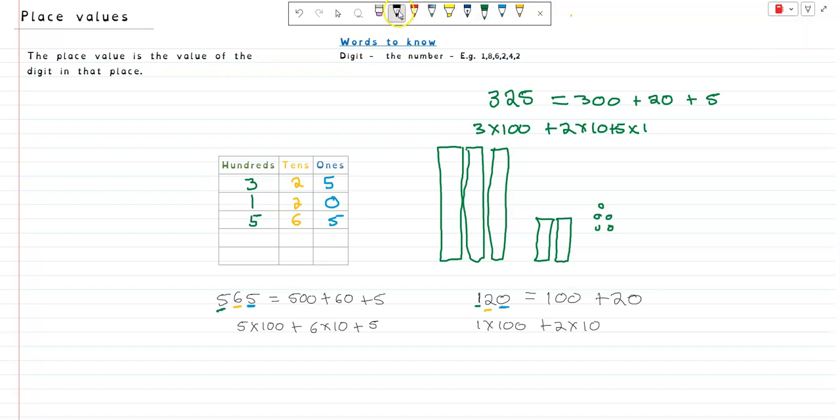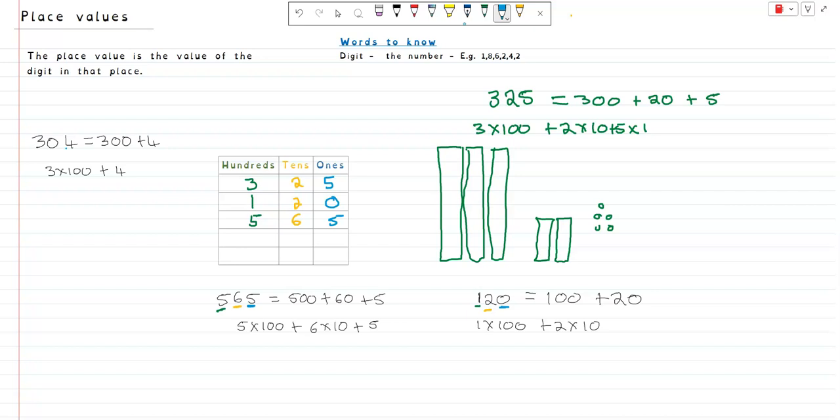Let's look at our last number. Our last number is 304. Okay, so 304, let's write it down in expanded form. We have 300 plus 4. Another way we write it down is 3 times 100 plus 4. And that is it. Now we need to write it down in our table.